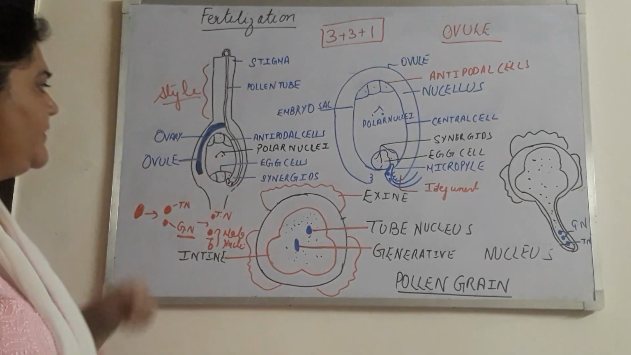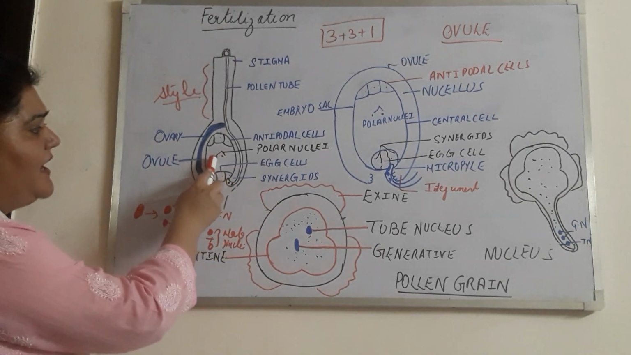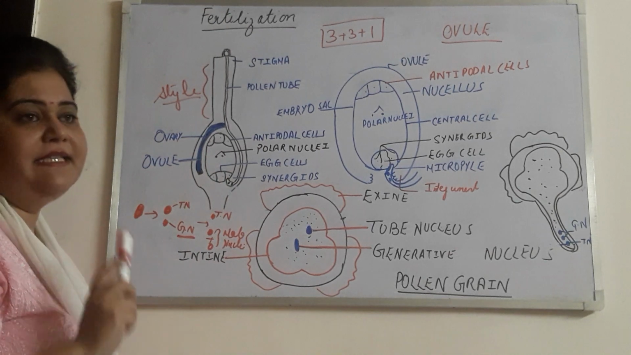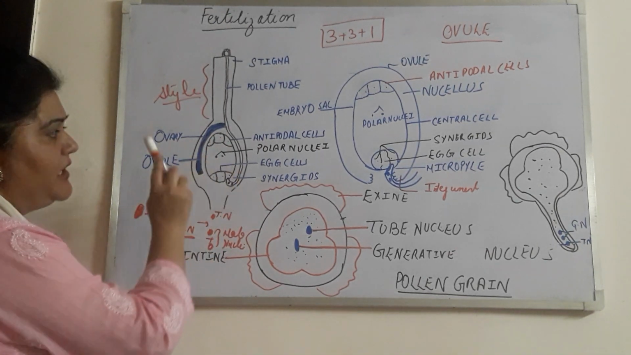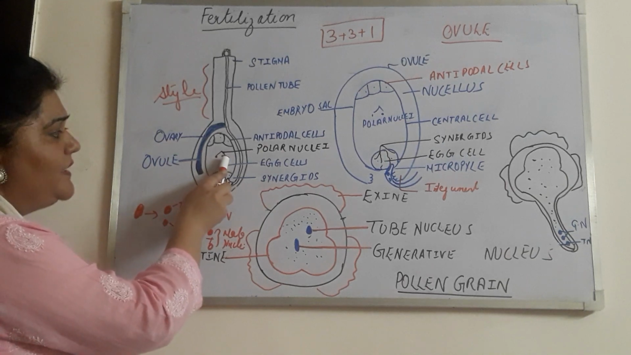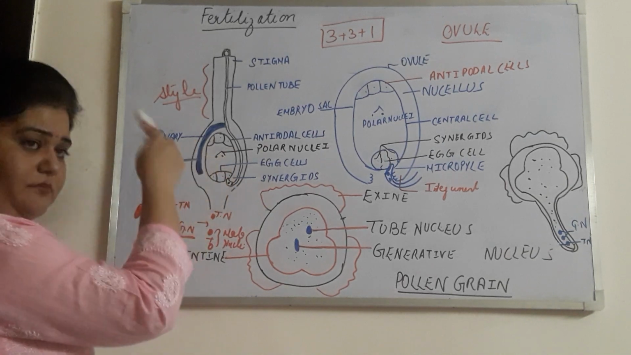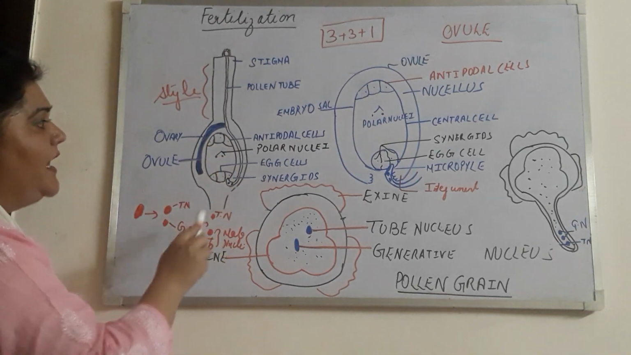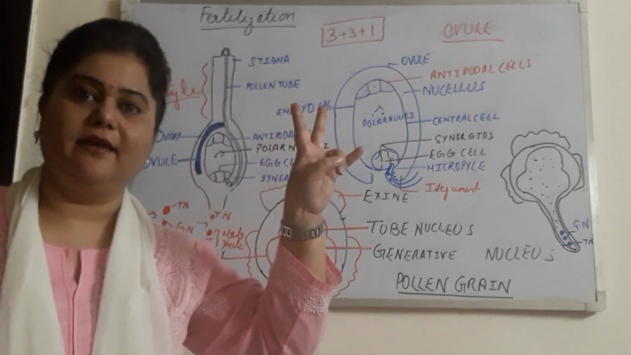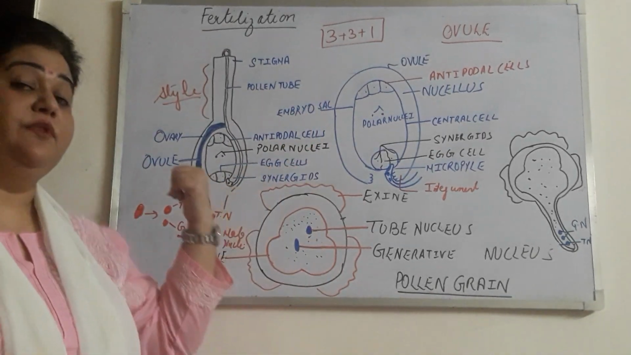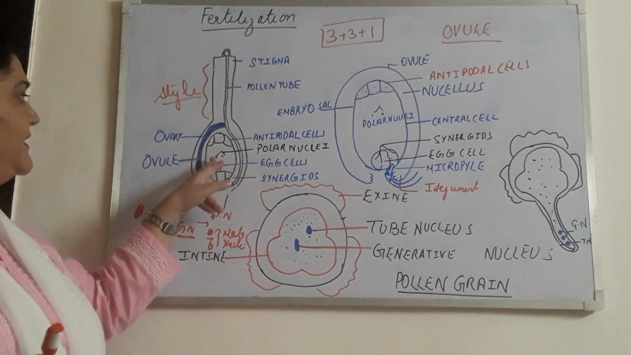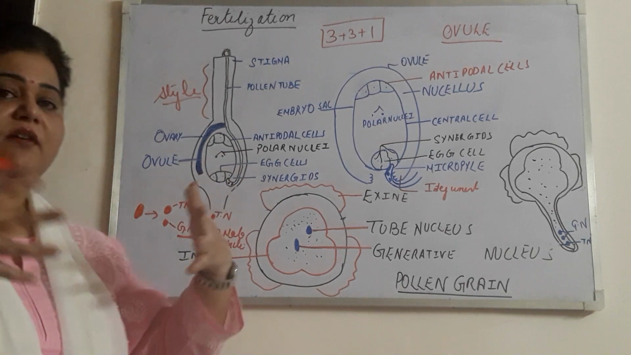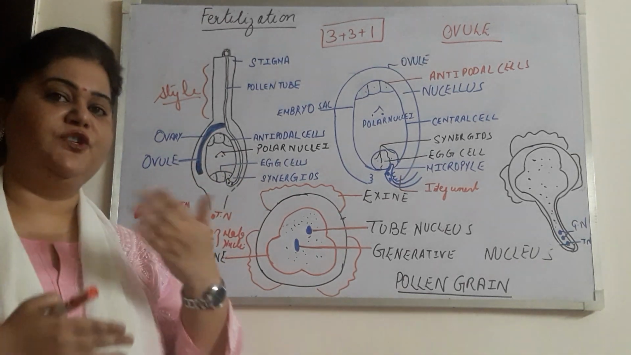Another thing. Here you can see there are two polar nuclei. I said that one male nucleus will fuse with these two polar nuclei. So these two polar nuclei plus one more male nucleus make three nuclei. We call this fertilization triple fusion also, because in the central cell three nuclei fuse together for the formation of endosperm.